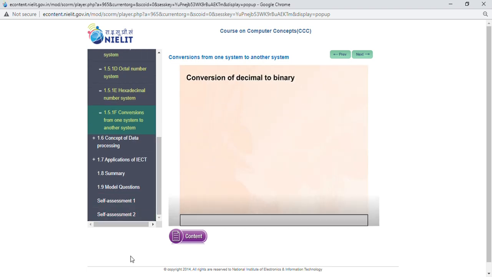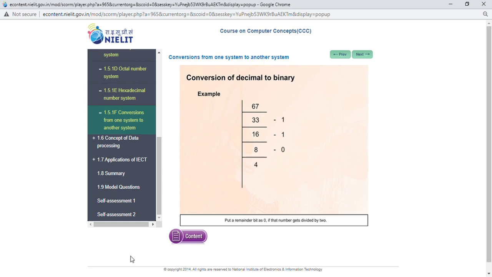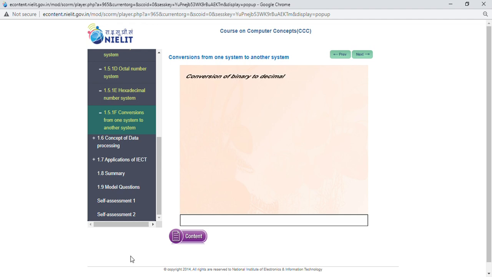Conversion of decimal to binary. The easiest way to convert decimal to its binary equivalent is to use the division algorithm. Divide by 2, keep track of the remainder at each step. Put a remainder bit as 0 if that number gets divided by 2. Put a remainder bit as 1 if that number is not divided by 2. The binary equivalent of 67 base 10 is 100011 base 2.